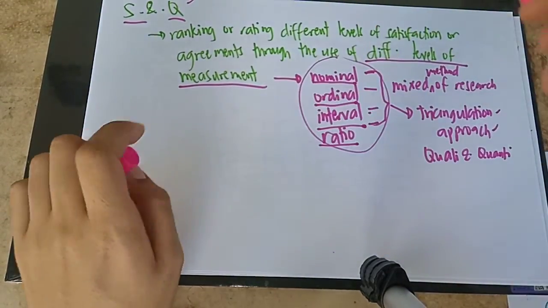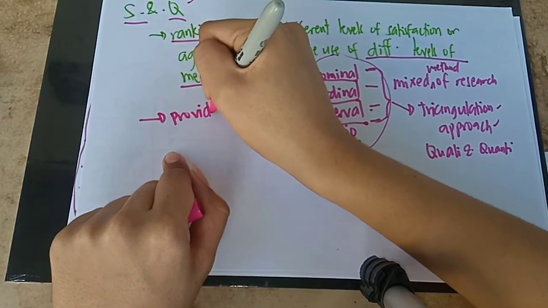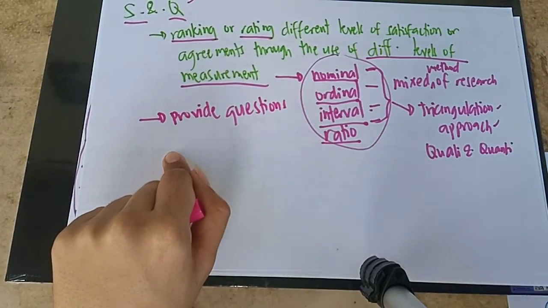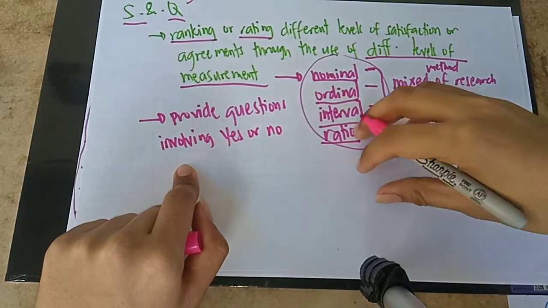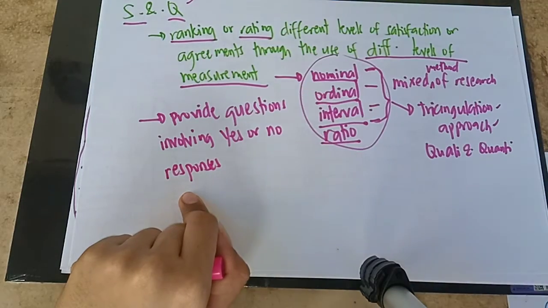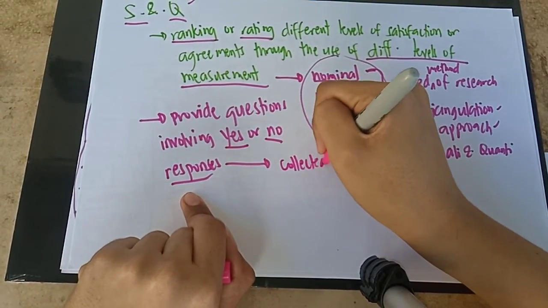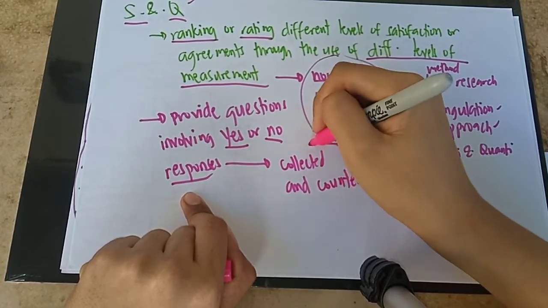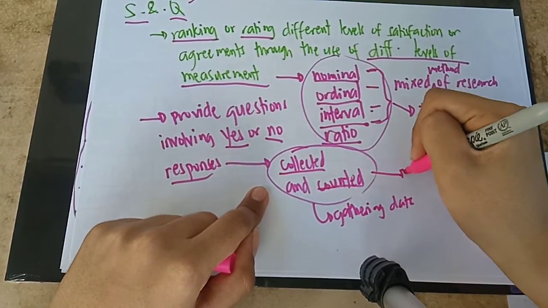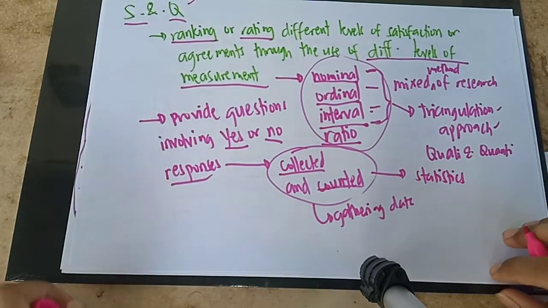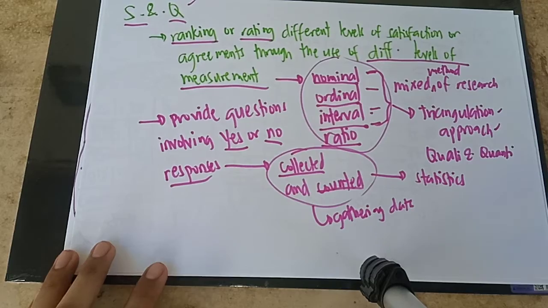Also, when using surveys and questionnaires, it not only involves ranking or rating, it can also provide questions which involve yes or no responses. These yes or no responses will be collected and counted. In this process, we gather data, and after the collecting and counting, it will be subjected to statistics. So that is the main essence of using surveys and questionnaires as a method of gathering data in quantitative research. Now we have the last one.